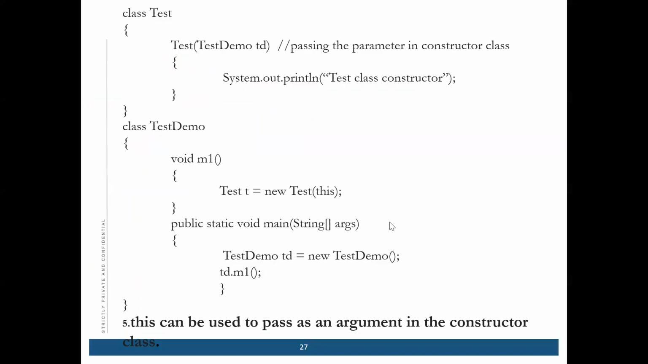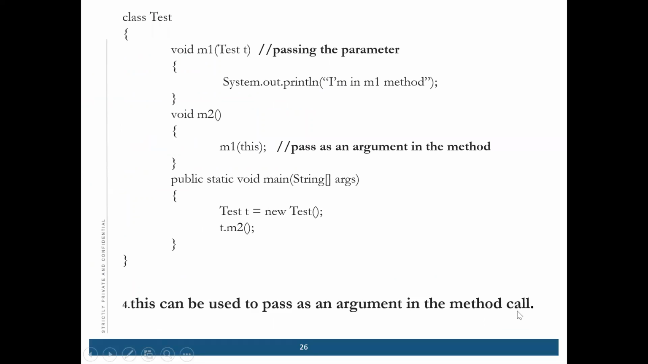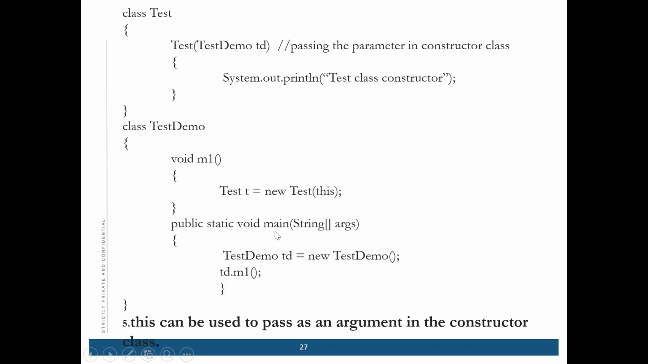Yes. With this understanding, can we see the last example one more time? This keyword can be used to pass an argument in the constructor. Sorry, can we see the last program, the fifth scenario? So what we are doing here, this is also a class variable. Test demo, but this is a different class variable. Here TD is an object name, not a class variable. You can change that. Yeah, we can change that.